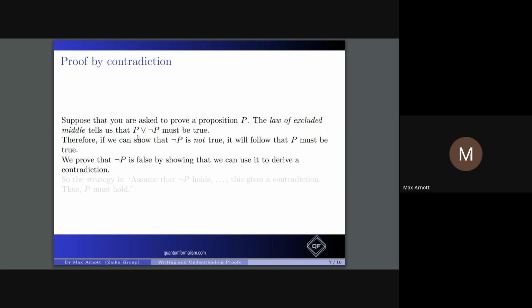So in this strategy, we prove that the negation of P is false by showing that it can be used to derive a contradiction. So the strategy is we say at the start of the proof, assume that the negation of the proposition holds, and then we do some work, and then we say, we've got a contradiction now, therefore P must be true.